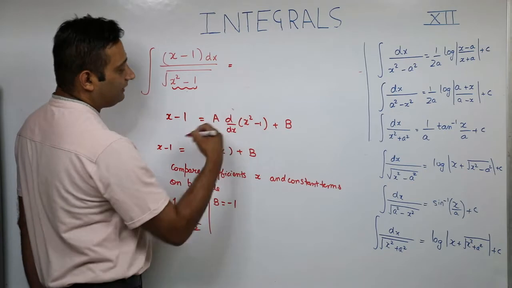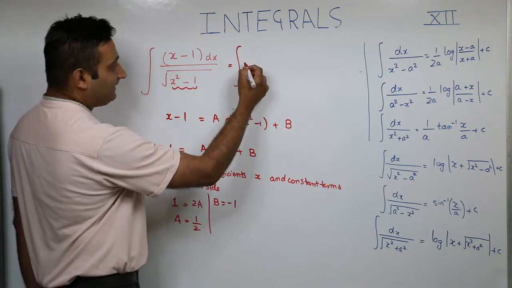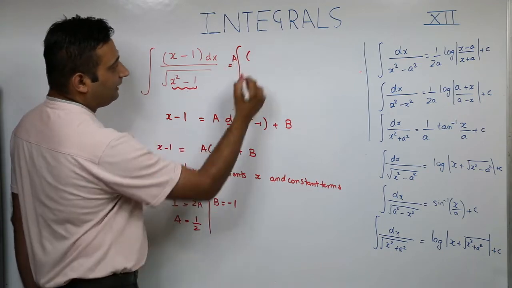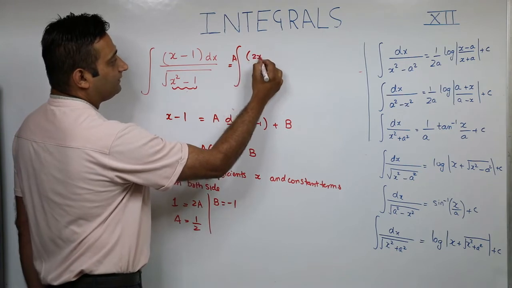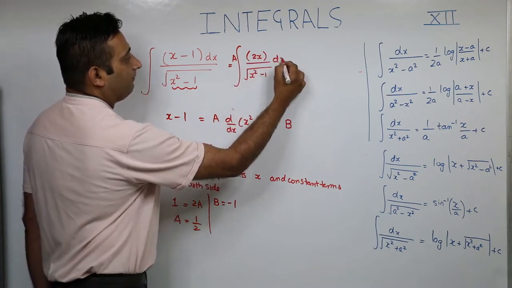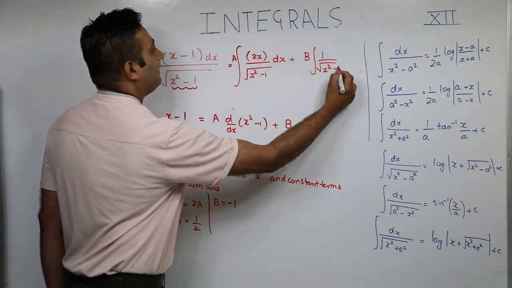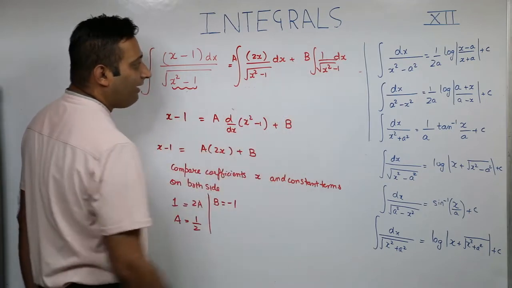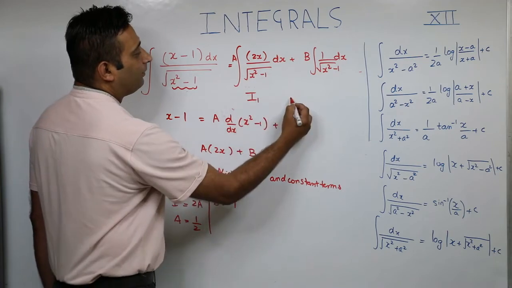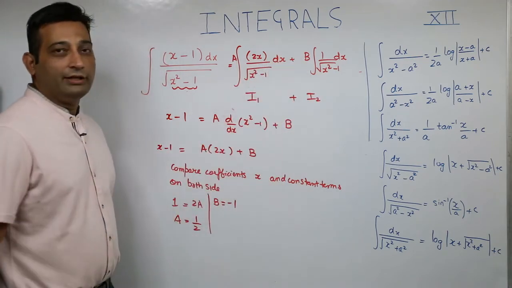Now we'll rearrange these terms to form a new integral, that is a times the derivative of the denominator, that is 2x by under root (x square minus 1), plus b times 1 by under root (x square minus 1). So what we have done here is we have split this integral in two parts, I1 plus I2, where a and b are some constants.